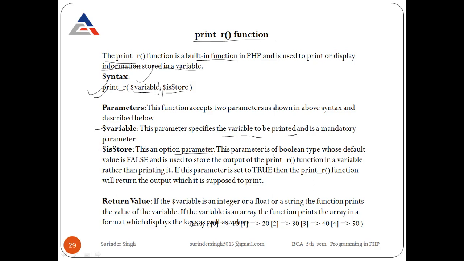This parameter is of boolean type whose default value is false. Here you have to pass true or false. The default value is false, and it is used to store the output of the print_r function in a variable rather than printing it. We will see the examples, then you will understand better what it says.